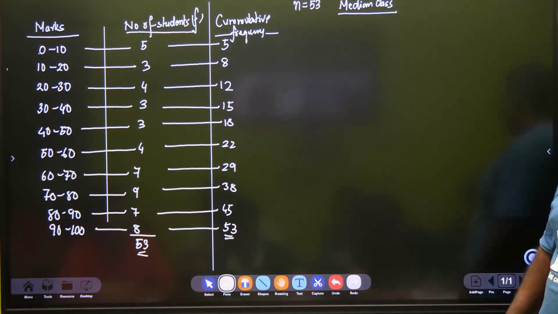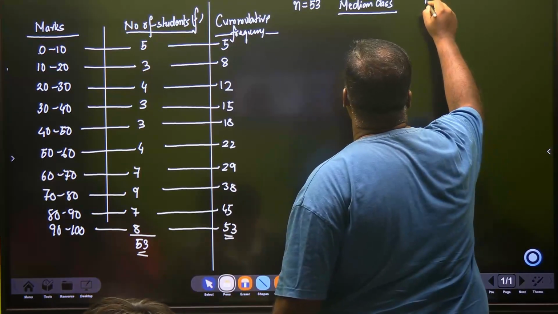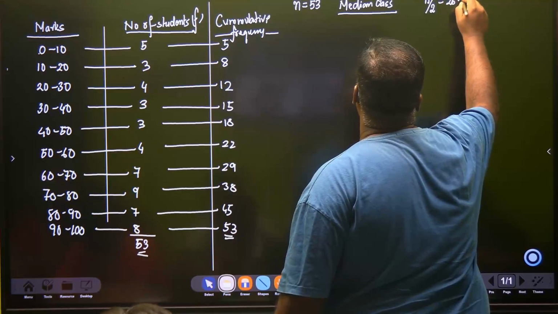Understood? So first we will do what? We will straight away take our n and divide by 2. Then n by 2 will give us how much? 26.5.